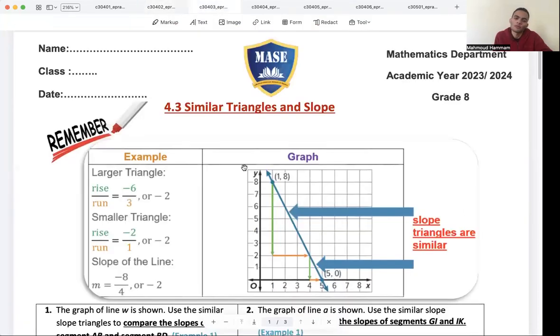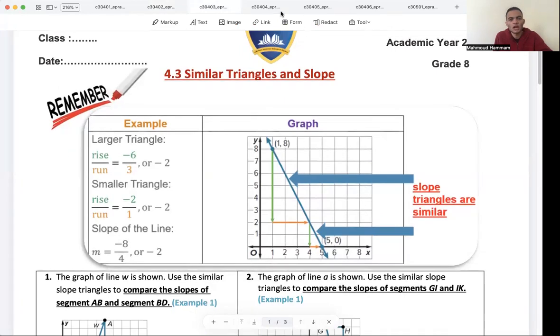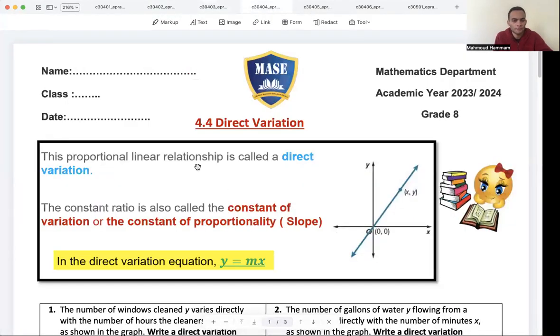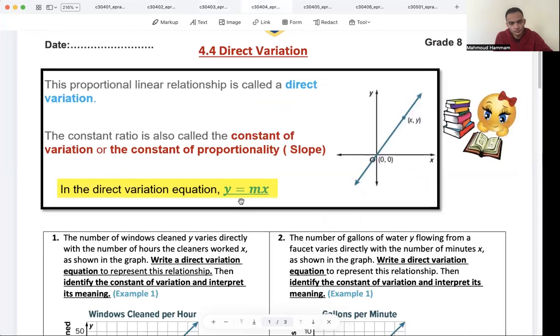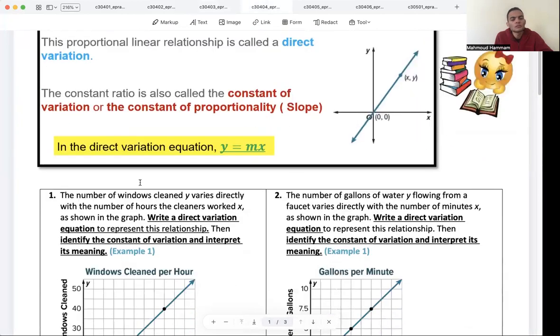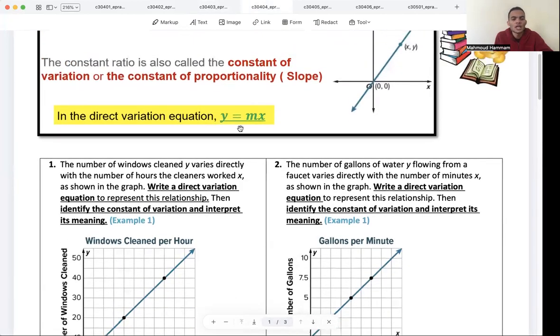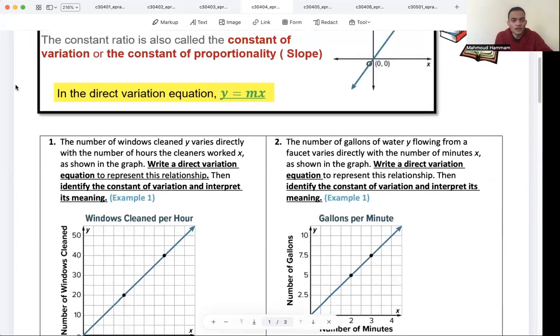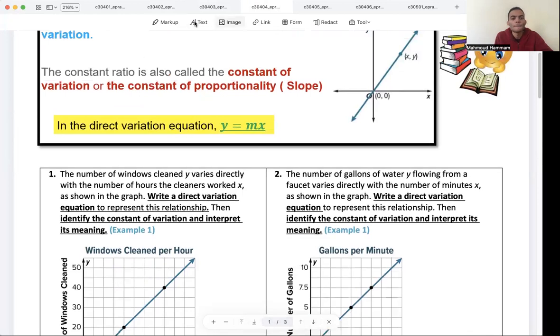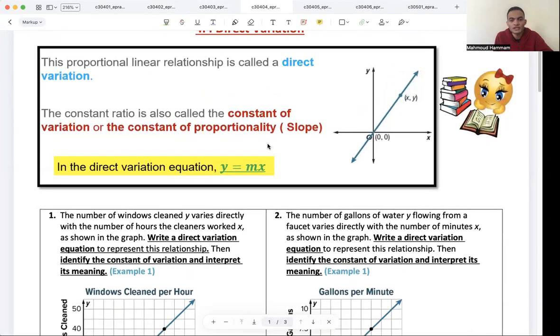4.3, I sent a video for it. I would love to start in 4.4 and 4.5. We want to relate them. Again, in the direct variation equation, we have said that it is y equals mx. Why? Because in this graph, it is proportional or not proportional?